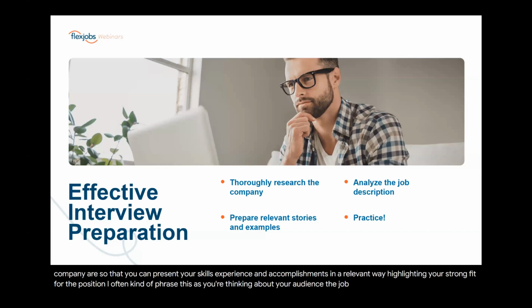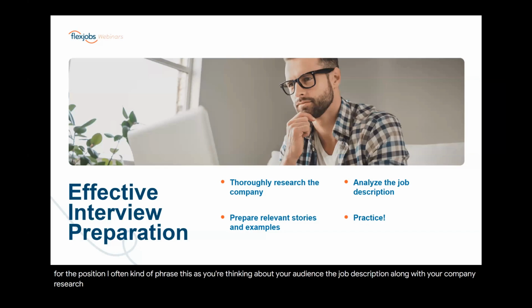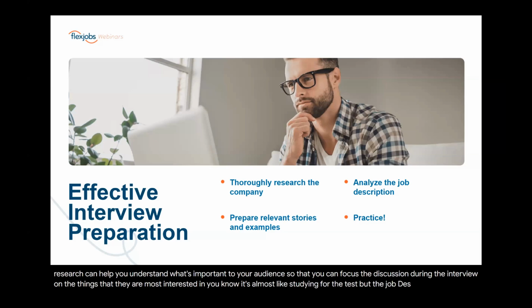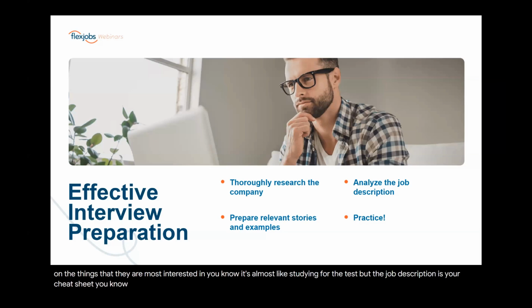The job description, along with your company research, can help you understand what's important to your audience so that you can focus the discussion during the interview on the things that they are most interested in. It's almost like studying for the test, but the job description is your cheat sheet. The employer is literally giving you the answers to the test and they want you to use them. So paying careful attention to job descriptions is very important.